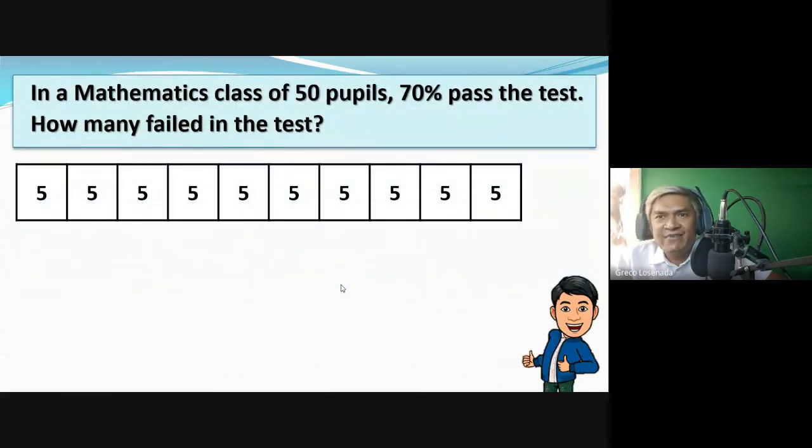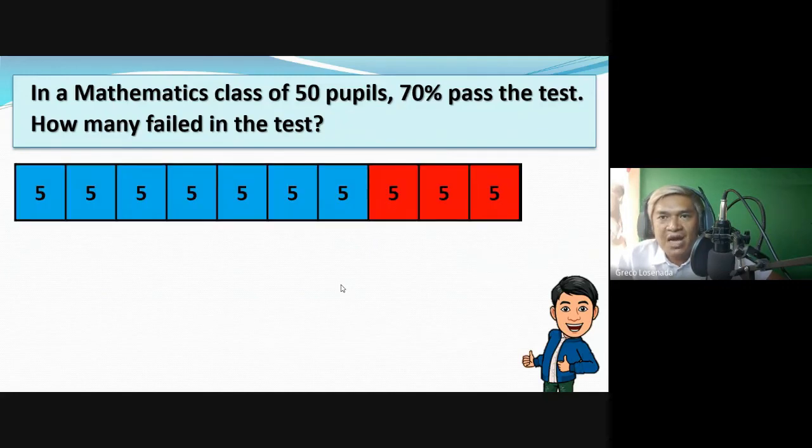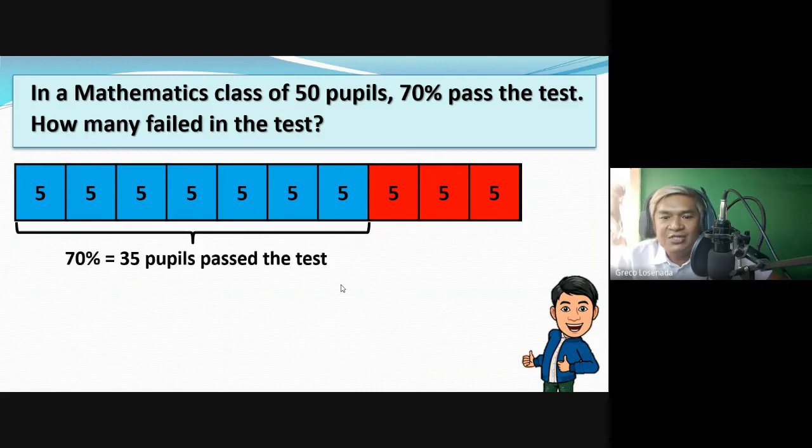So this will now be the illustration. So we need to get the 70% who passed the test. So how many blocks are equivalent to 70%? How many boxes? Yes, you are correct. That is equivalent to 7 boxes. So the 7 boxes represent the 70% who passed the test. So how many pupils passed the test? Yes, of course, that is 35. We simply multiply 7 times 5, giving us 35 pupils who passed the test.